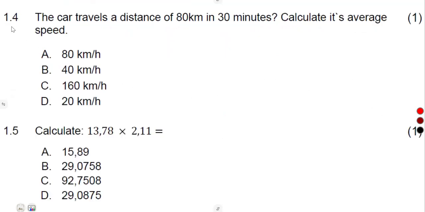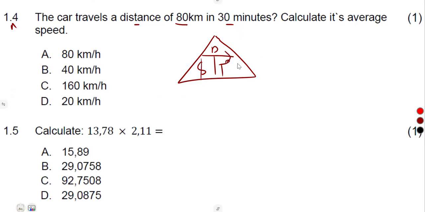We are given on 1.4, the car travels a distance of 80 kilometers in 30 minutes. Calculate its average speed. All right, so we are given this in kilometers per hour. Remember from our DST concept, speed is distance over what? Speed is distance over time. We are given the distance, 80 kilometers. The time is in minutes. We must have this in hours.